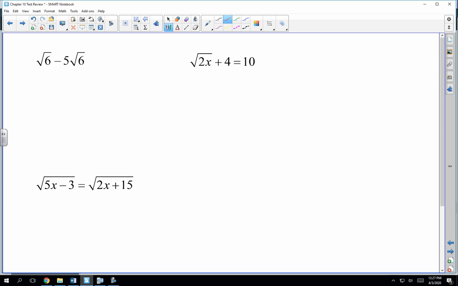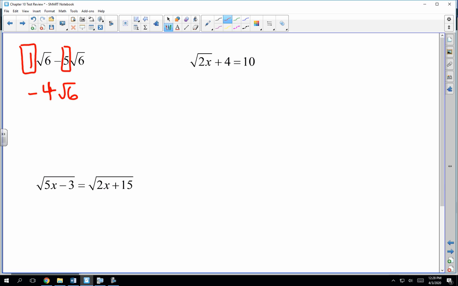And there's an unwritten 1 in front of this square root of 6. And so what I am actually adding or subtracting are the numbers in front of the root 6's. So 1 minus 5 gives me negative 4, and then times root 6. And so this falls into the category of like radicals, and so you would add or subtract the numbers out in front of the radicals. So negative 4 root 6 is the final solution on that.